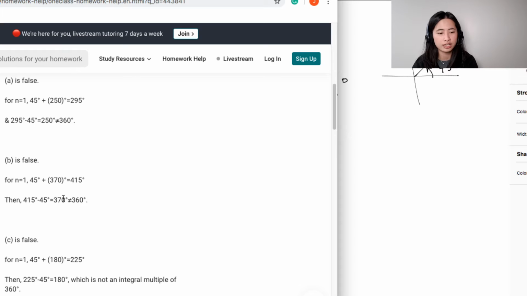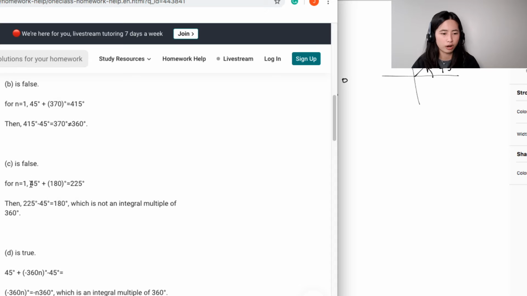We know that 370 degrees, regardless of whether you have an integer of 1, 2, and so on and so forth, is not going to be a multiple of 360. I think it's pretty obvious. So that's why we're going to say that B is false, and this is correct. Now, if you move on to part C, right?